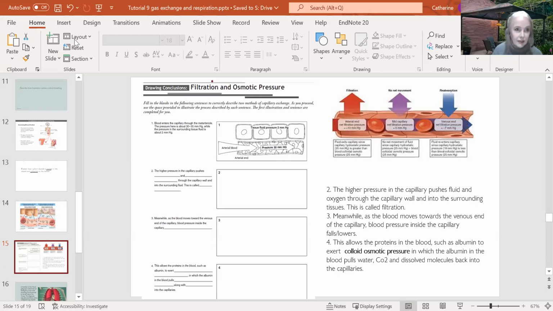So although there is less pressure inside the capillary at the venous end, what we end up with is a whole lot less water and a whole lot more, not clumped, but concentrated proteins like albumin in what's left, right? And those proteins are going to pull water and carbon dioxide into that capillary again. Does that make any sense? Sort of?